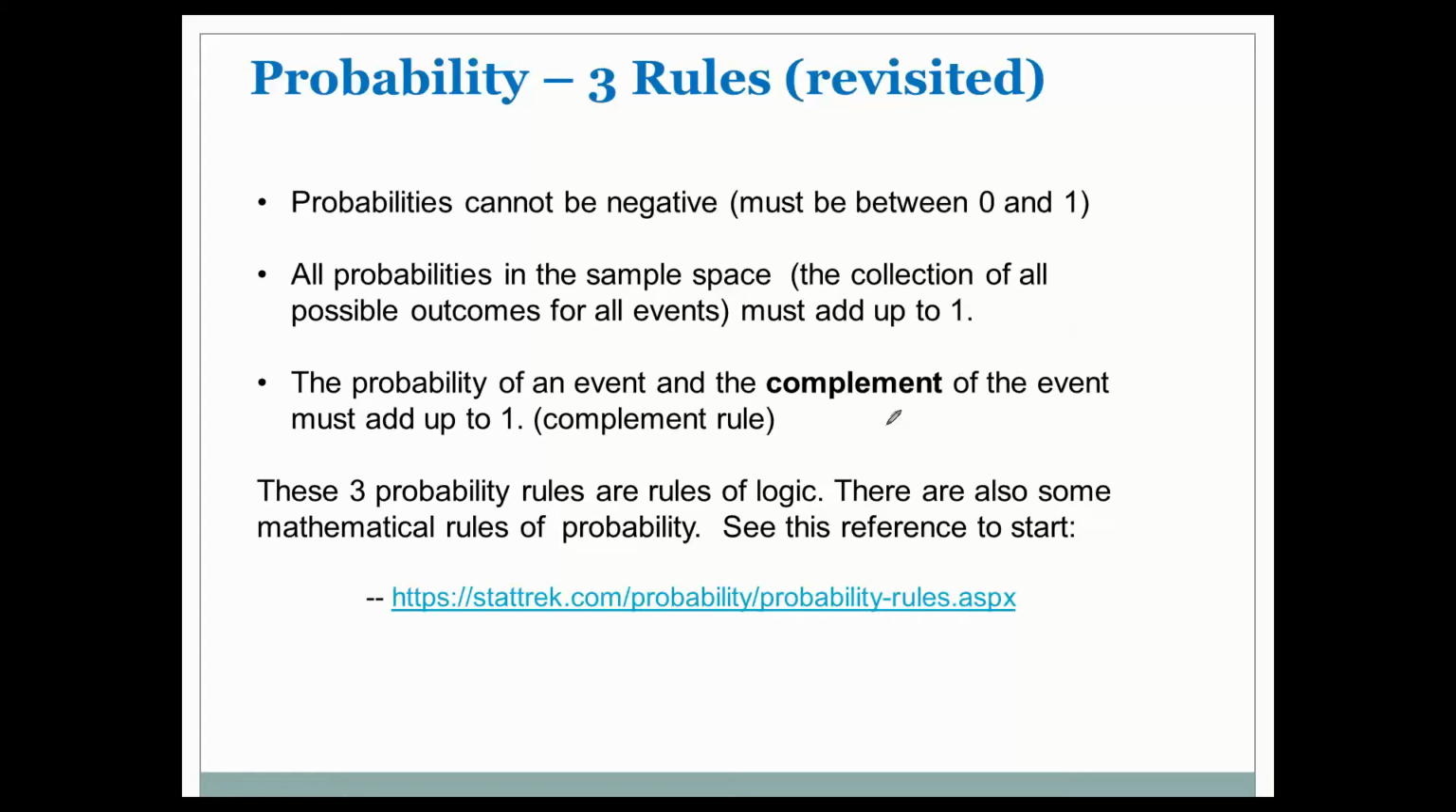And the third one: the probability of an event and the complement of the event must add up to 1. That's the complement rule. So you have the probability of an event happening and the probability of an event not happening. That will add up to 1 because that covers your whole sample space. Okay, and these are also rules of logic. There's also some mathematical rules of probability. We'll go through them in a later event, but if you want to get a start on it and get some understanding, you can go here, and there's some very good information on the mathematical elements of probability.